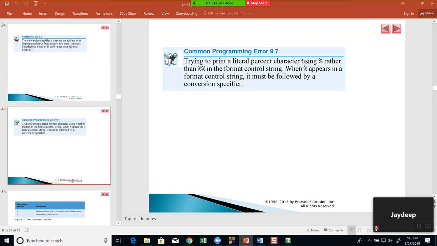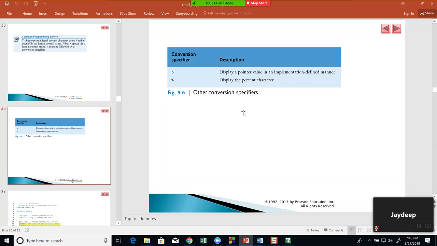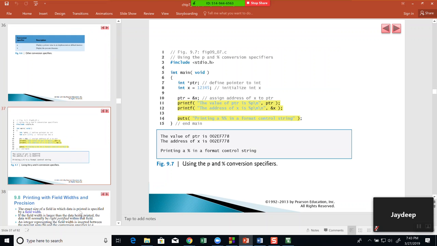Trying to print a literal percent using just a percent is an issue because it thinks it should be followed by a letter, for a conversion. P displays a pointer value. %% displays a percent character.